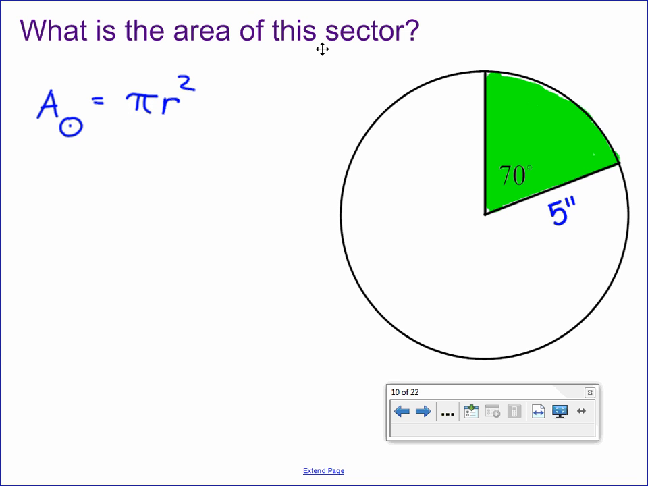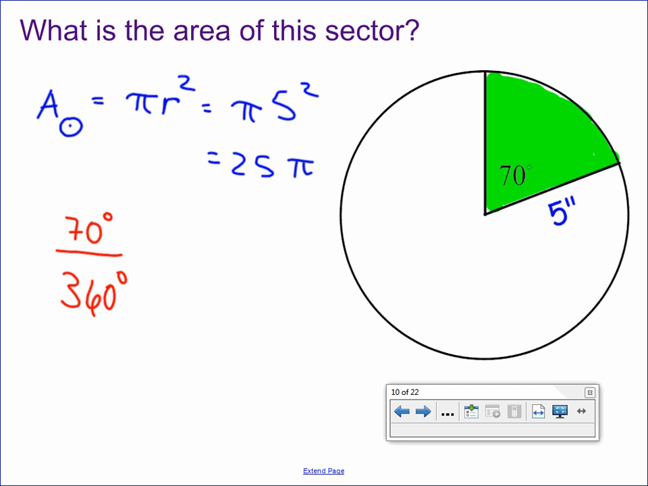Nice. Thank you, Sophia. So my whole area would be given by pi 5 squared, or 25 pi. And we want 70 degrees out of the 360 degrees. That's the portion of the circle that we're interested in. So if we take the portion of the circle that we're interested in and multiply it by the area of the entire circle, we'd be left with the area of the portion of the circle.